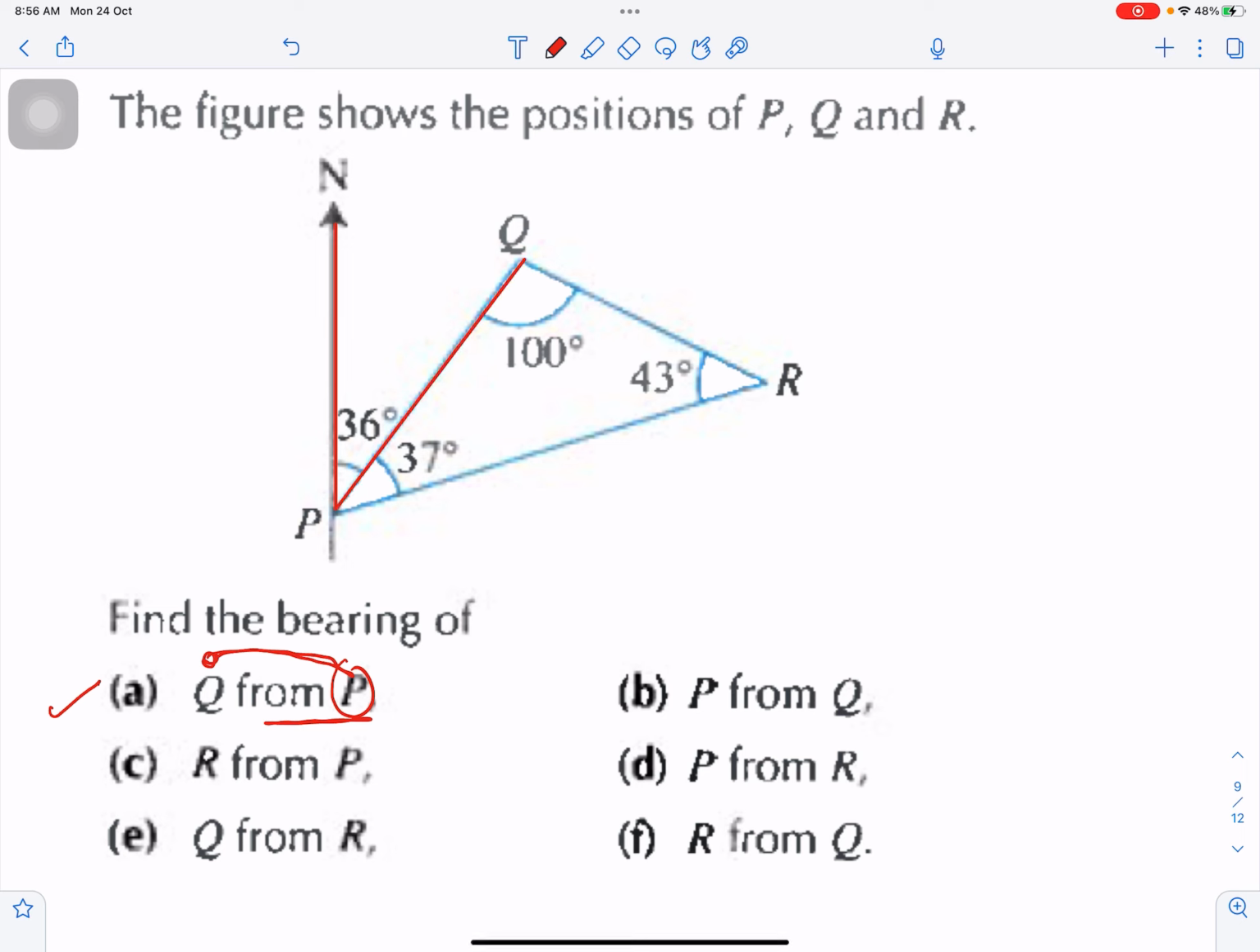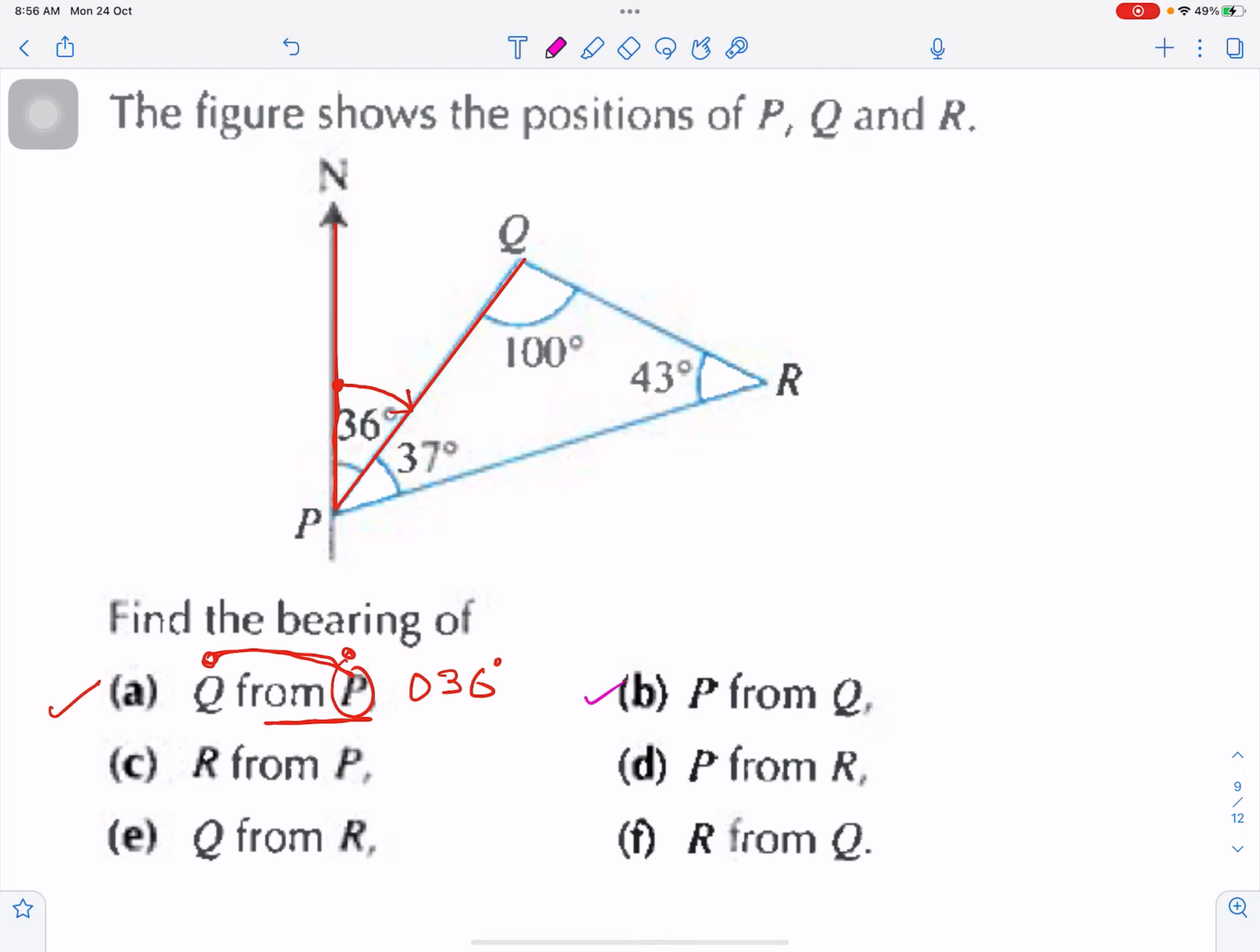Right. So we will see the angle drawn from north at P till Q. So here is north at P, this line, this is a straight line. So we will go clockwise and stop here at the line which is joining PQ. So my answer is 36 degrees, because we write in 3 digits, so it will be 036. Okay.